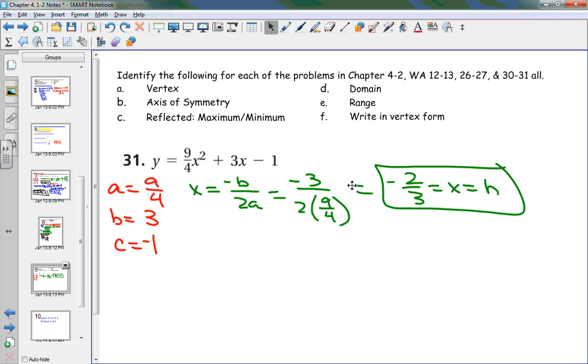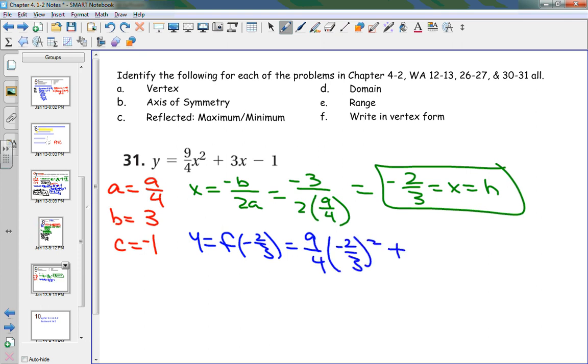Now what do I need to find? Your y coordinate. So how do I find my y coordinate? That's f at negative 2/3. So that's going to be 9/4 times negative 2/3 squared plus 3 times negative 2/3 minus 1.